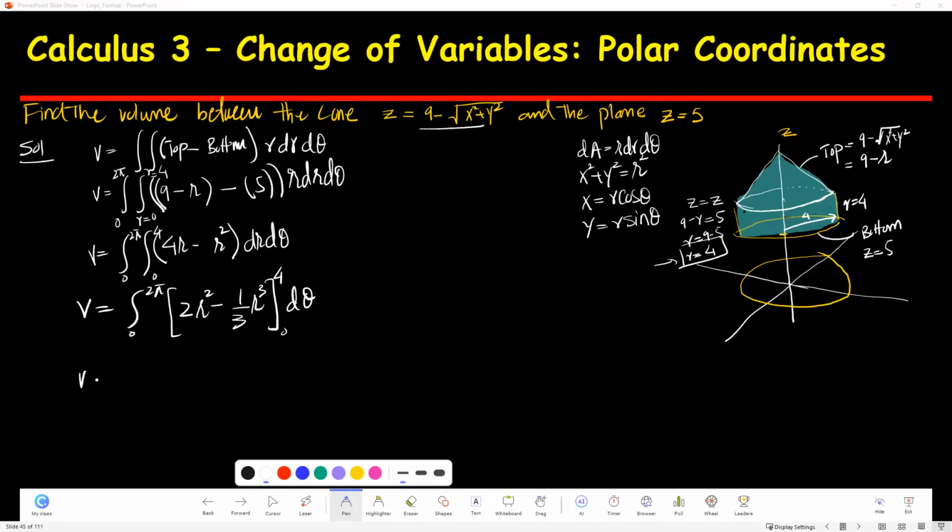Now, let's substitute the limit. Let's see what it gives. So 2, and then 4 times 4 is 16, 16 times 2 will be 32, minus 4 times 16, 64 divided by 3, minus everything becomes 0, d theta.